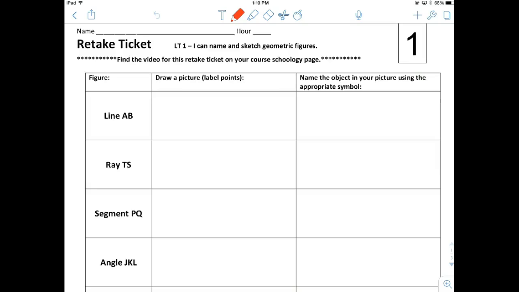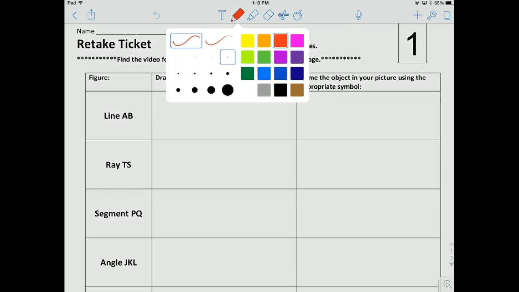Hi, this is Learning Target 1, Naming and Sketching Geometric Figures Retake Ticket. We're going to work through this front page and then I'm going to ask that you try the questions on the back. First, we'll start with a line.